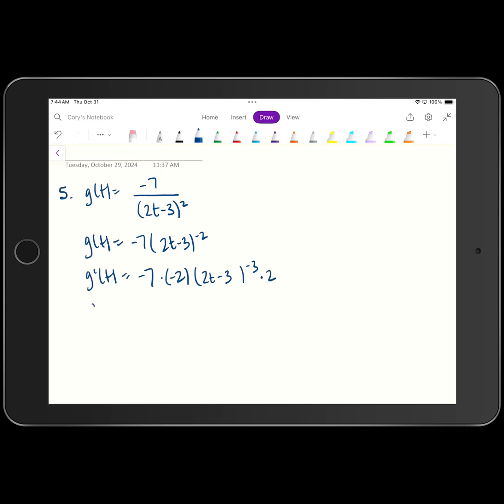Okay, so I just want to combine this now into a single fraction. Negative 7 times negative 2 is 14, times 2 is 28. And then 2t minus 3 to the negative 3rd power moves the quantity 2t minus 3 cubed into our denominator. Okay, so that right there is our derivative simplified completely.